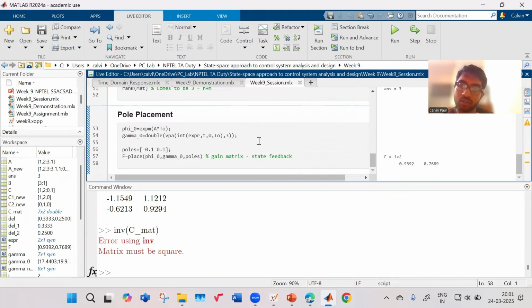We also considered what happens if we do state feedback: we decide certain pole locations and find the gains which are required for the state feedback, equivalent state feedback control.